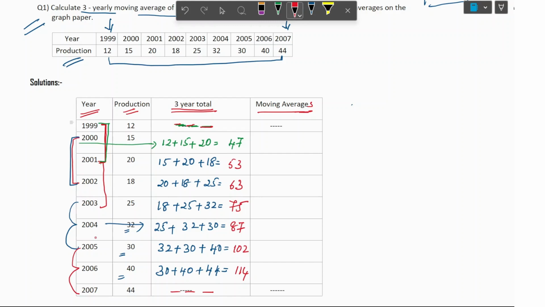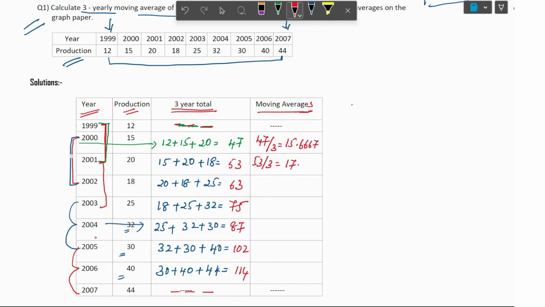While you are writing, you want to be careful where you write, because we compared with 3 years, which is an odd number, and we have written the value in between, in the middle year. Now, what is the last column? The last column is moving averages. That means the average of this total. Here we added 3 numbers, right? Therefore, your average will be 47 divided by 3, that means 15.6667.